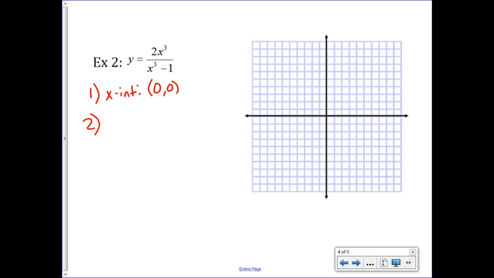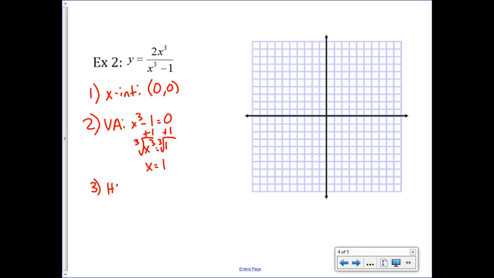So vertical asymptote is where the denominator is equal to 0. So x cubed minus 1 is equal to 0. Add 1. So the cube root of 1 happens to be 1. So x equals 1 will be our vertical asymptote.